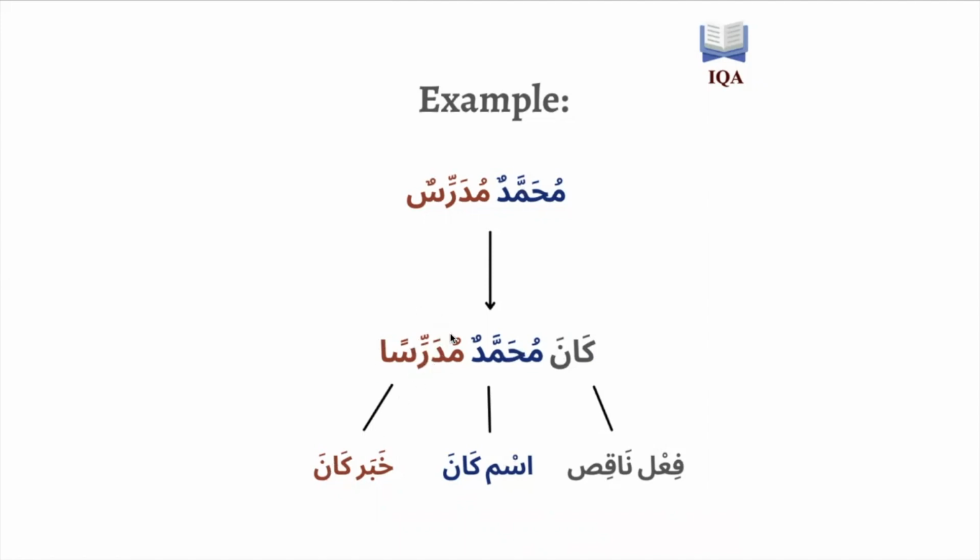And that's why kana and sisters are part of the nawasikh al-mubtada wal-khabar, that nullify the mubtada and khabar. Why? Because it nullifies the original i'rab of the khabar from rafa' to nasb, as you can see here. So that is the action that kana and any of its sisters do. Now, what are the sisters of kana?